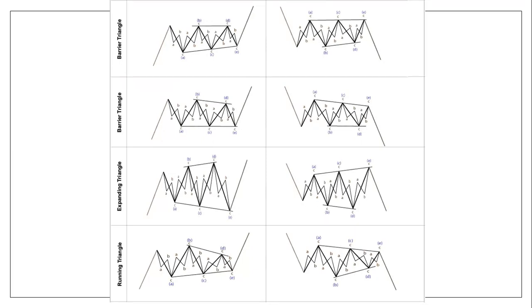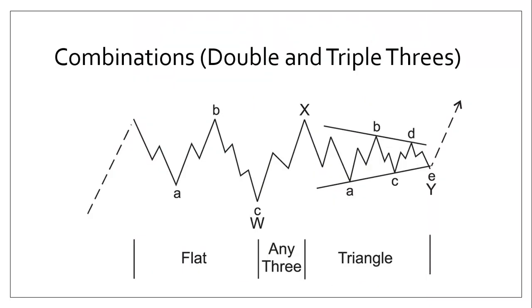We're going to learn also about the horizontal triangles. We have a running triangle, expanding triangle, and a barrier triangle. So we're going to differentiate these. When we have combinations, from the word combination, you combine. There are formations that tend to combine with each other, like maybe a zigzag, as you can see, or a triangle combined with a flat, then that's a combination.